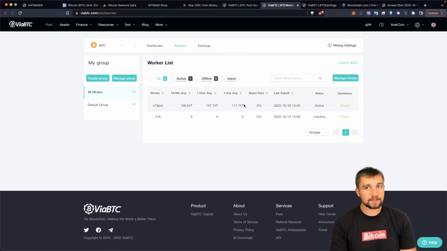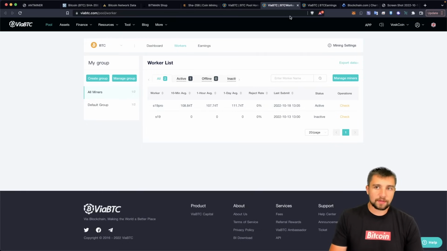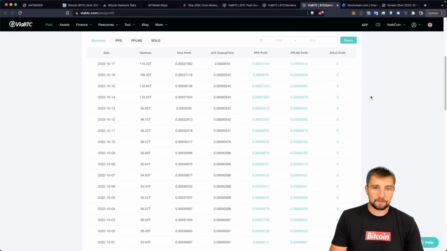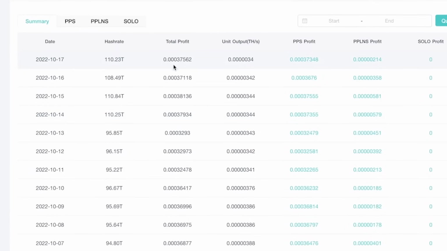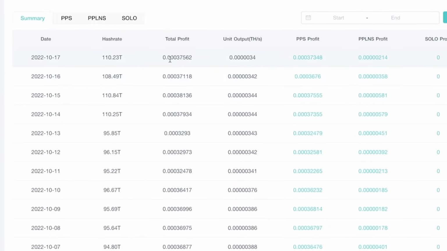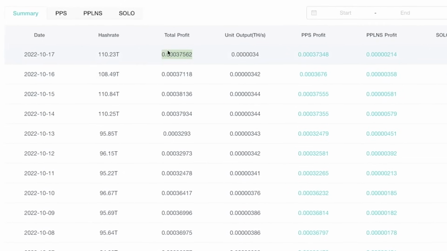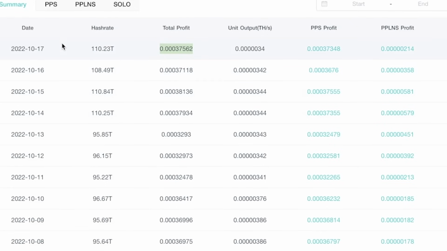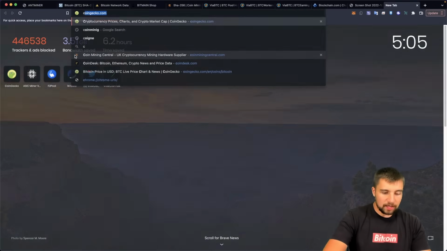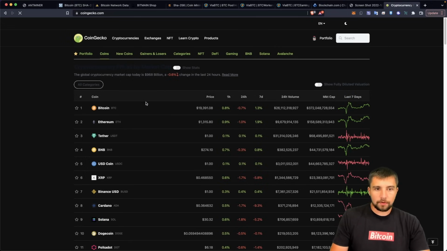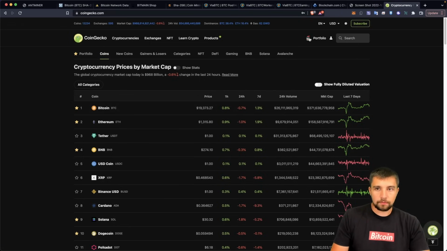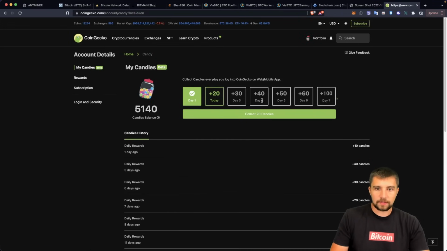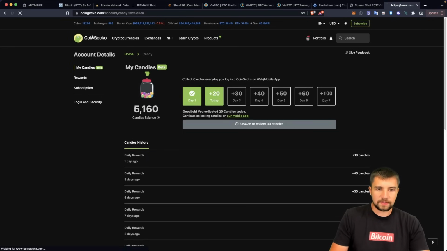So that's a nice little boost of performance in a time where things are getting a little tough. Looking at my earnings down here, we can say this is probably roughly the average of my recent earnings with this miner, specifically the days with the increased hash rate. So I'll pull it up on CoinGecko. Obviously, your boy's got to collect his candies in case CoinGecko ever does anything crazy.